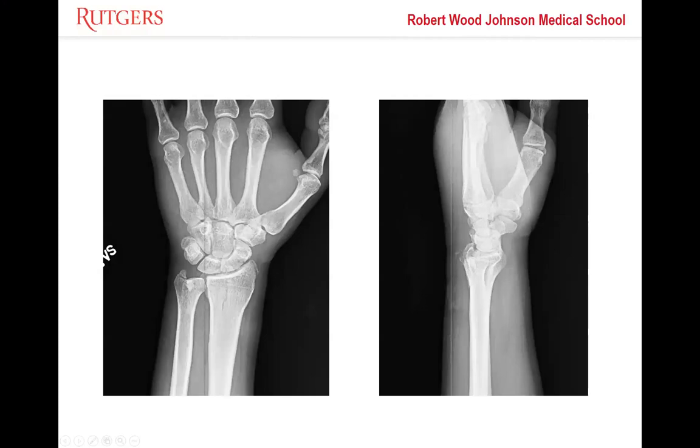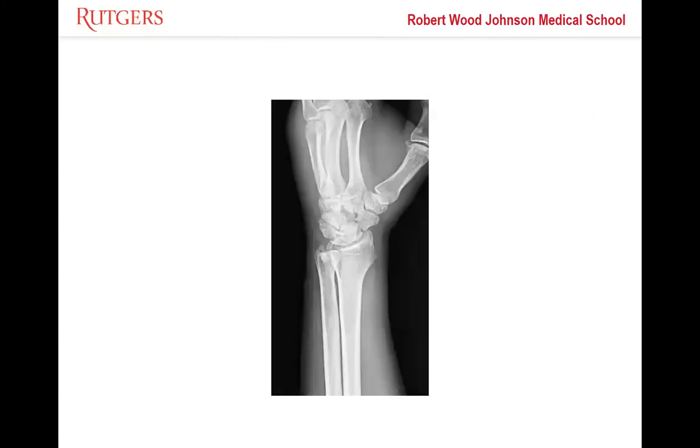And interestingly, it's rare not to get the three views, but he came in only with two views. So the first thing I did was get an oblique. And so what do we see there now on the oblique? Yeah. All right. So what do we want to do on this? So Andres, what do you think?